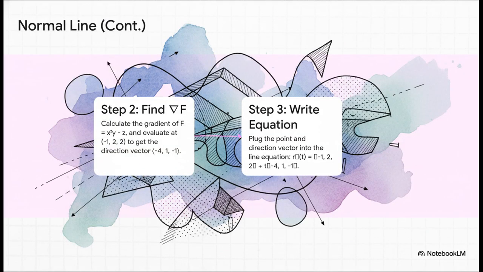Okay, so with that crucial setup done right, the rest is just mechanics. We take the gradient of our new function, f equals x squared y minus z. That gives us (2xy, x squared, -1). We evaluate that at our point, (-1, 2, 2), which gets us our direction vector, (-4, 1, -1). Then you just plug the point and that vector into the line equation and we're done. The hard part was just that first step.